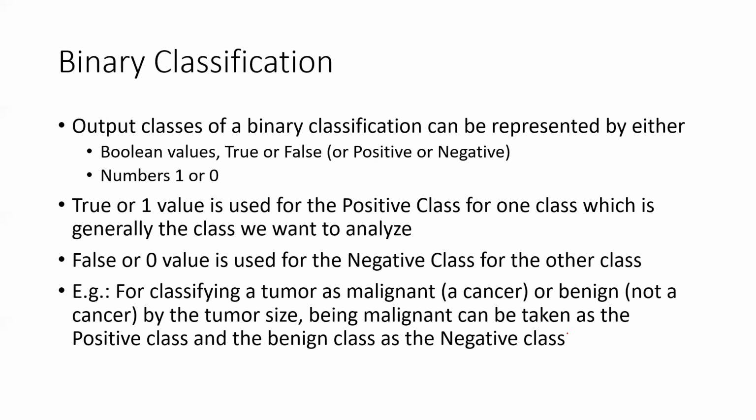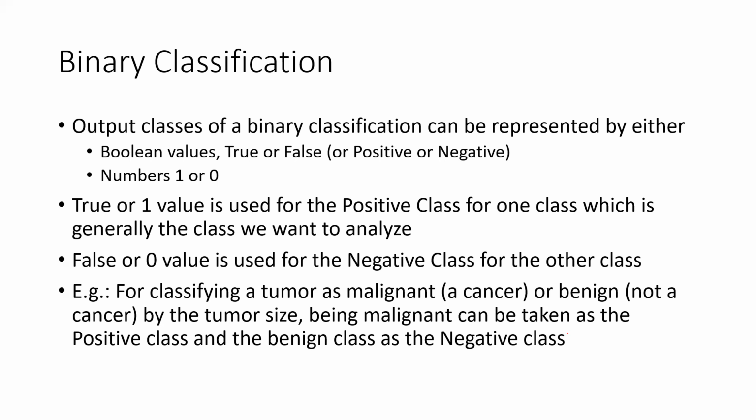Binary classification means we have two values, like the binary numbers, the Boolean values. There are only two values, right? True and false, or positive or negative. Sometimes we define these two values as 1 or 0: 1 for true or positive, and 0 for false or negative.